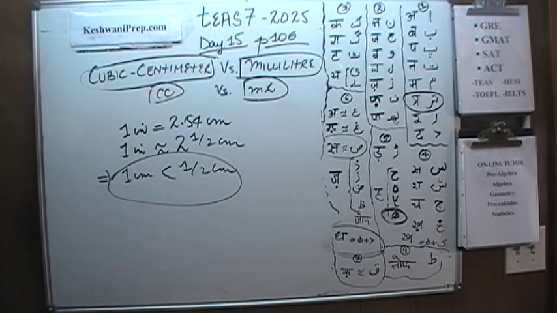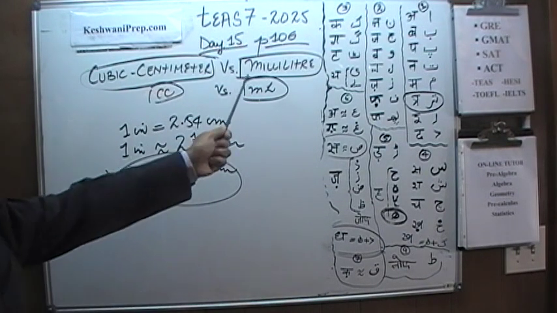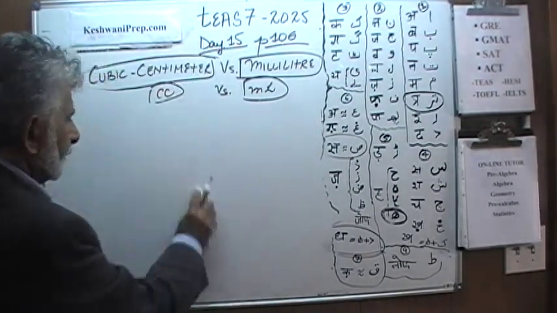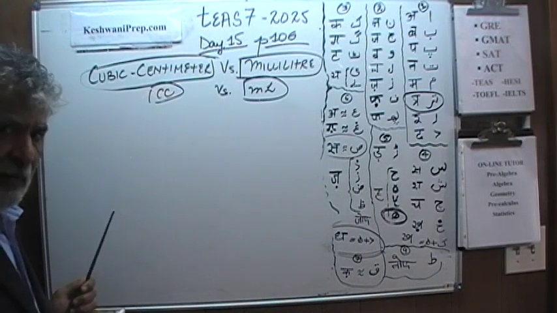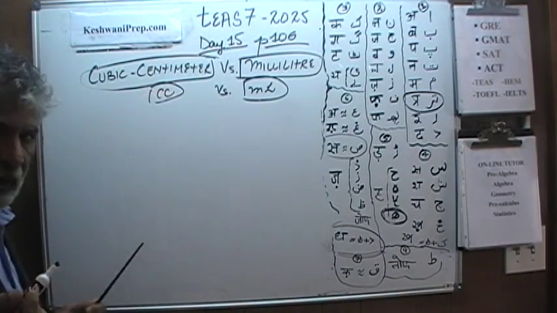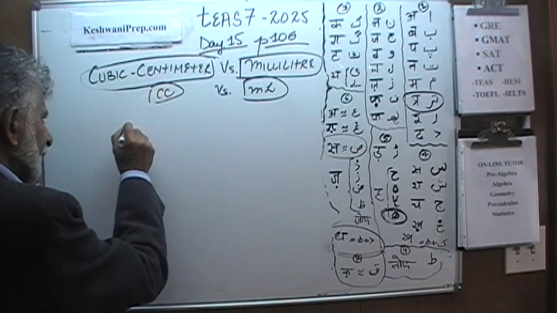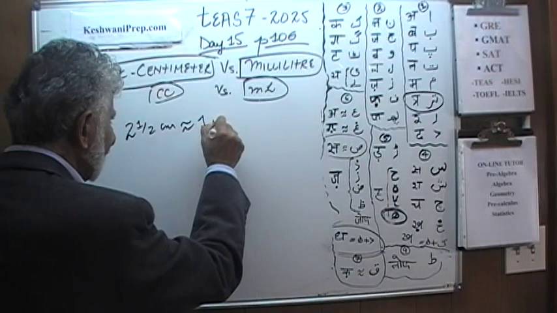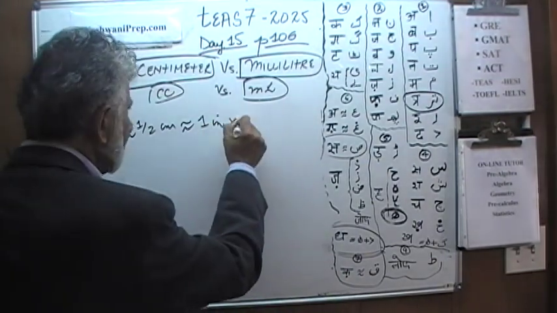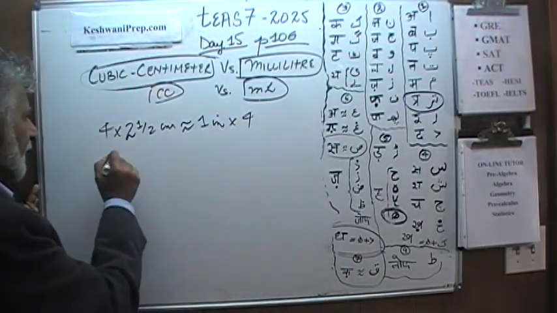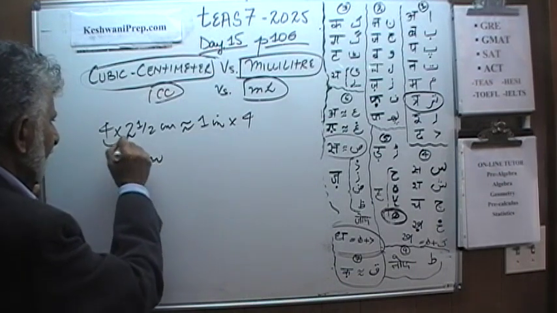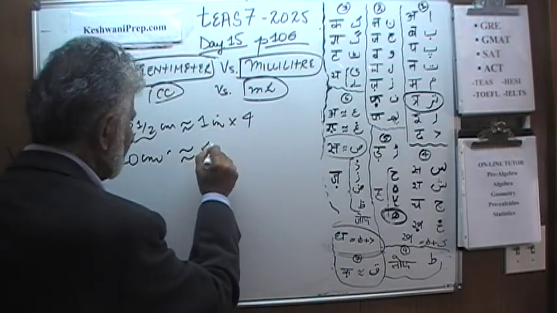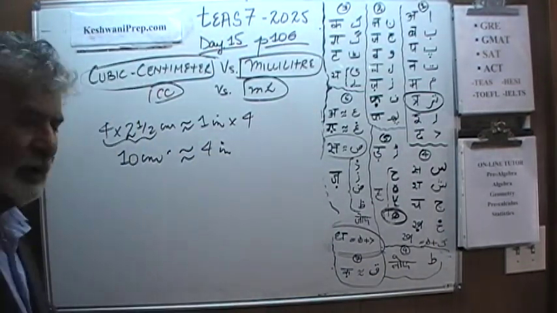And we're talking about cubic centimeter. What is a cubic centimeter? How does it relate to this guy? Let's take a look at it. So we're going to build a box. We just said that approximately 2.5 centimeters is approximately 1 inch. If you were to multiply both sides by 4, 2.5 times 4 is going to be 10. 10 centimeters is approximately 4 inches. And you can picture how long 4 inches is.